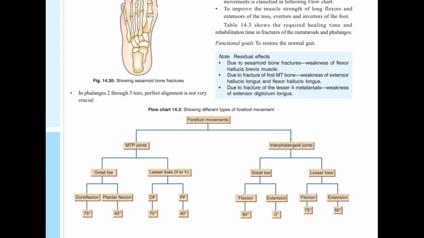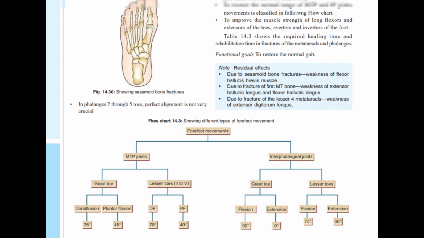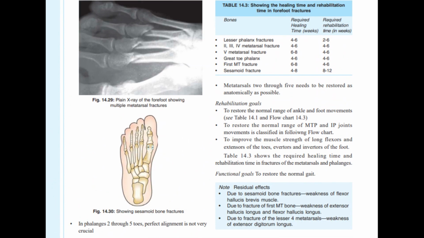In phalanges of the 2nd through 5th toes, perfect alignment is not very crucial. Metatarsals 2 through 5 need to be restored as anatomically as possible. Showing the healing time and rehabilitation time in forefoot fractures. Lesser phalanx fractures: healing time 4 to 6 weeks, rehabilitation 2 to 6 weeks. Second, third, fourth metatarsal fracture: 4 to 6 weeks healing time, 4 to 6 weeks rehabilitation time.